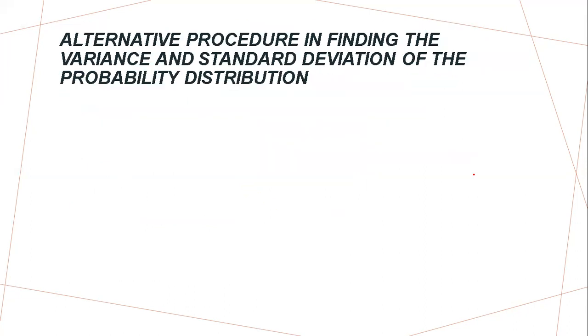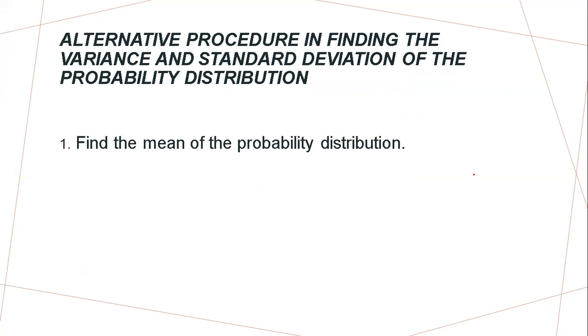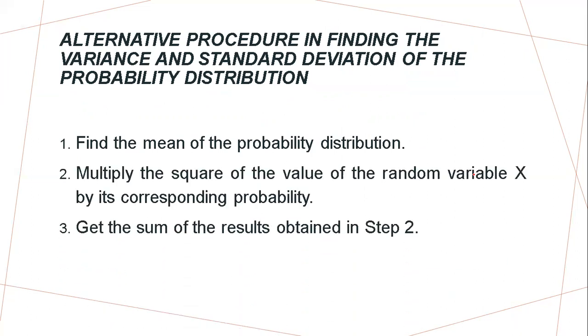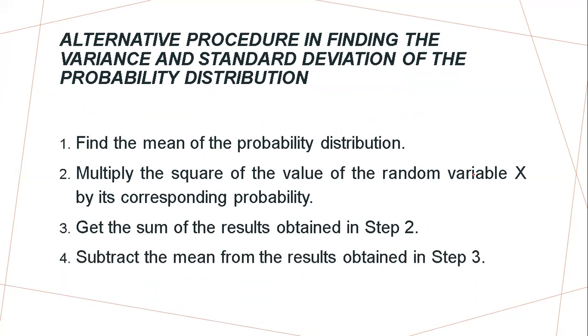This is the alternative procedure in finding the variance and standard deviation of the probability distribution. Kung kanina merong anim na step para sa standard deviation, dito apat na step lang. Ibig sabihin mas shortcut ito. Mas madali ito, sir. Syempre, hindi tayo magbibigay ng alternative procedure kung hindi siya mas madali at mas convenient para sa iba. Pero dapat alam nyo rin yung sa kanina. So at least may choices kayo. Sana all may pagpipilian.